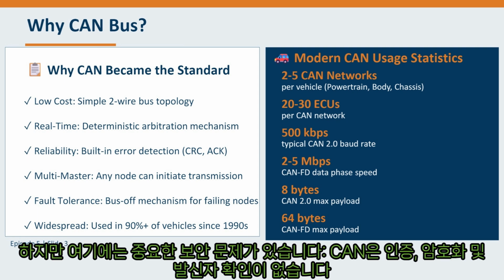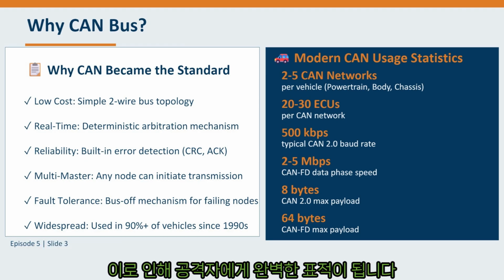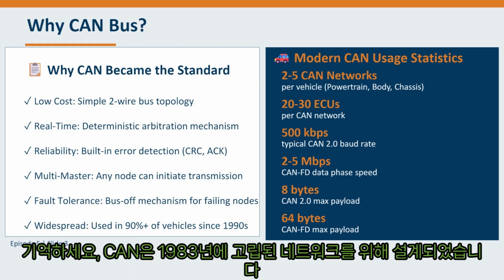But here's the critical security issue. CAN has no authentication, no encryption, and no sender verification. This makes it a perfect target for attackers. Remember, CAN was designed in 1983 for isolated networks. Security wasn't even a consideration back then.